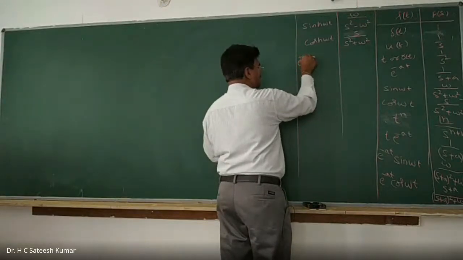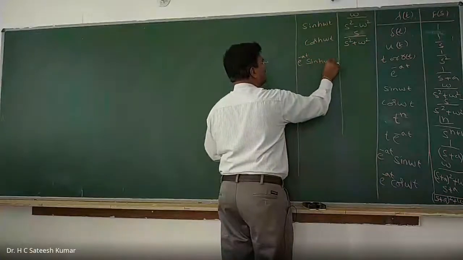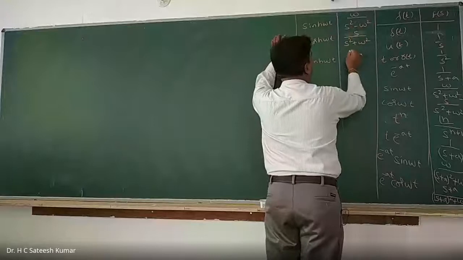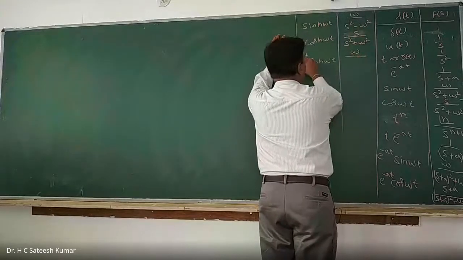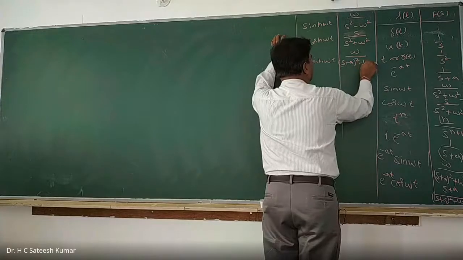E to the power of minus at into sin hyperbolic omega t, you can easily write it. How to write it? Sin hyperbolic omega t is omega divided by s square minus omega square. Multiply by exponential means replace s by s plus a. So it is omega divided by s plus a whole square minus omega square.